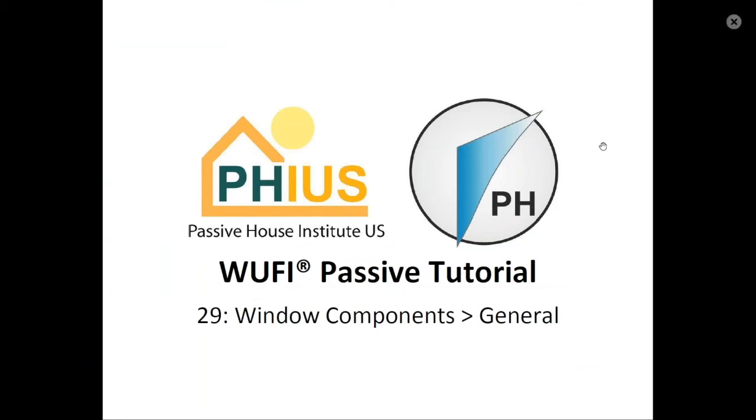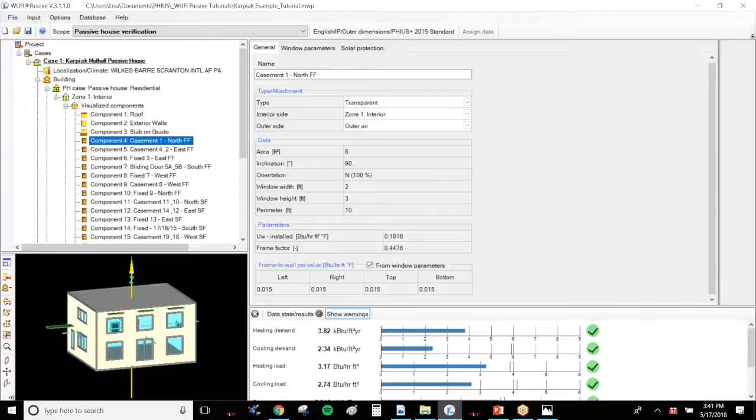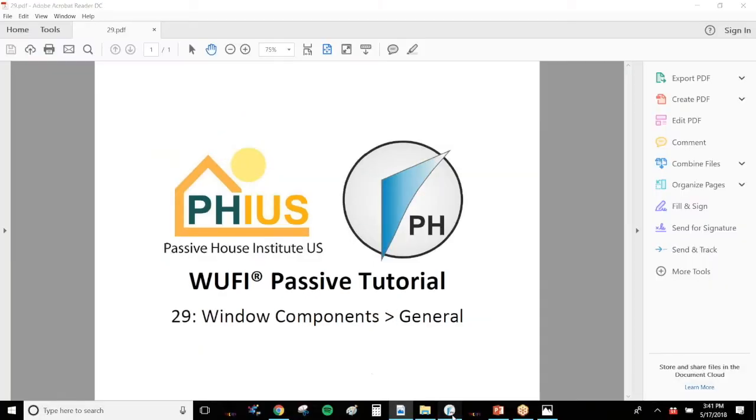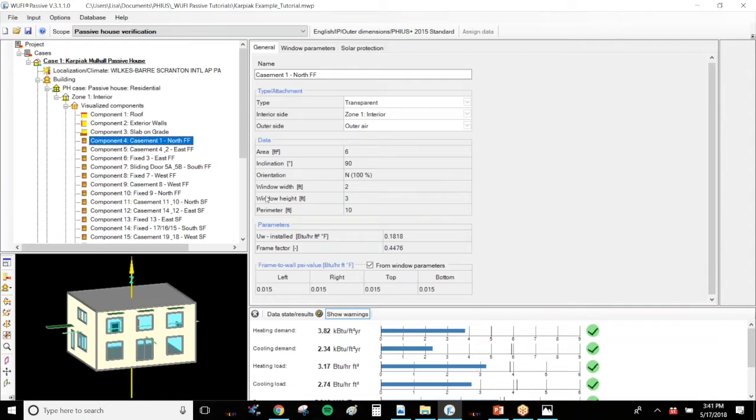This is a WUFI Passive tutorial on the general information you see when selecting a window component. So in our sample project in WUFI Passive, you can see the different window components and you can detect them by the icon that's showing up next to them. Looks like a little window. As I click on each of these components, various information shows up about that. So I'm going to walk you through that.